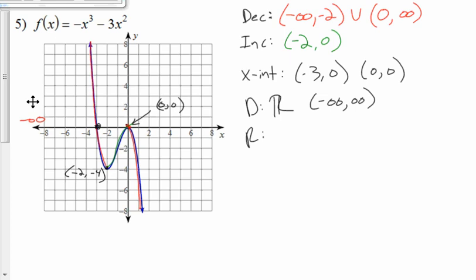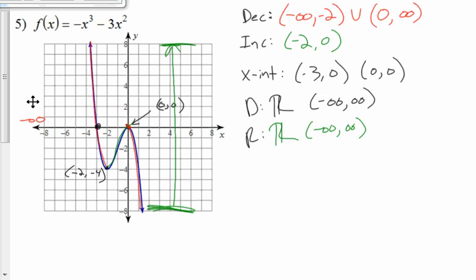Range-wise, if we look at our graph, we're looking at the different y values. We say the lowest y value up to the highest, which in this case, if you look at the graph, it spans the whole y-axis. So in this case, our range is also all real numbers, -infinity to +infinity.